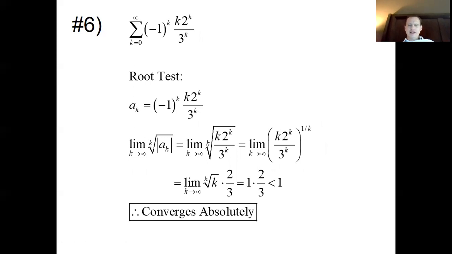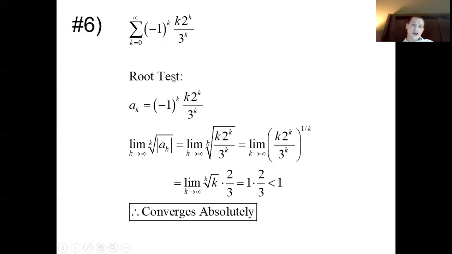All right, how about this ugly looking thing? Well, let's see, number 6, it's oscillating, alternating. There's a -1 to a power, so it's going to be a plus minus thing. I see inside of here, though, there are a 2 to the k and a 3 to the k. That's an exponential kind of thing. So I'm thinking very highly, I should probably turn to my root test. And that's exactly what I'm going to do. We haven't seen one of those yet. So here comes the root test.